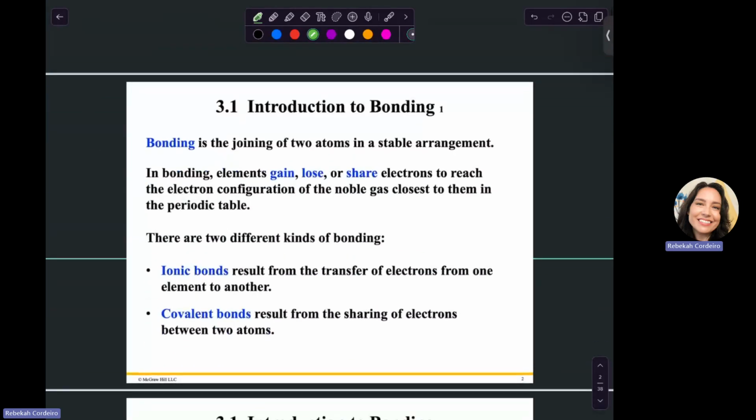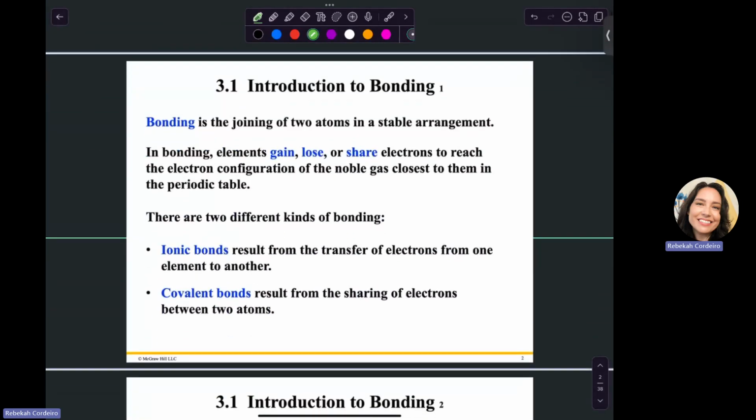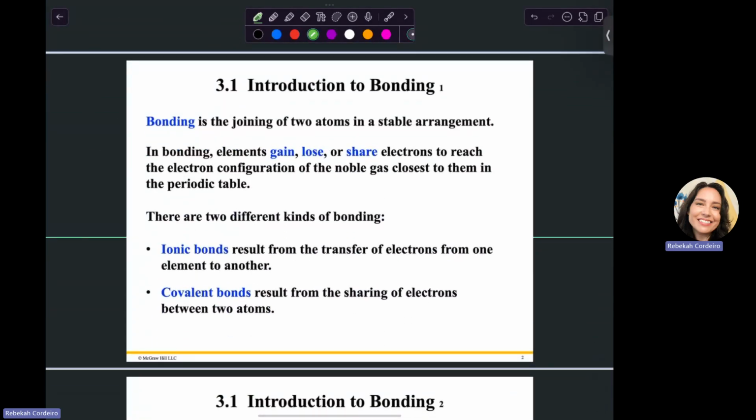Hi, we're going to look at sections 3.1 through 3.3 in this video. First, we're going to start with introduction to bonding. Bonding is the joining of two atoms in a stable arrangement. And so atoms come together for multiple reasons and multiple ways to become more stable.